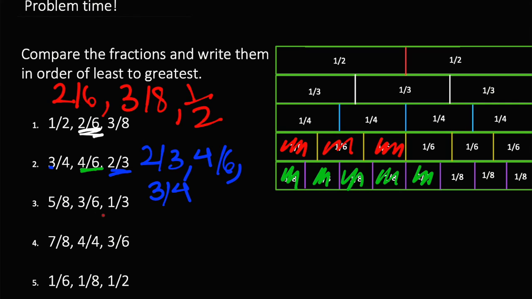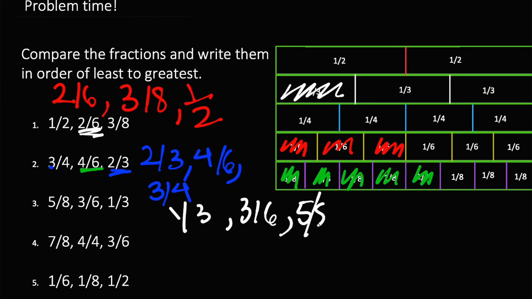So anyways, let's do 1/3 now. 1/3, right there. So here we can see that 5/8 is actually the largest out of all of them. So we can write 5/8 as last. And then we can also see that 1/3 is the smallest of them all. So we can go 1/3, and then 3/6 because it's the next largest, and then finally 5/8 because it is the largest of them all.